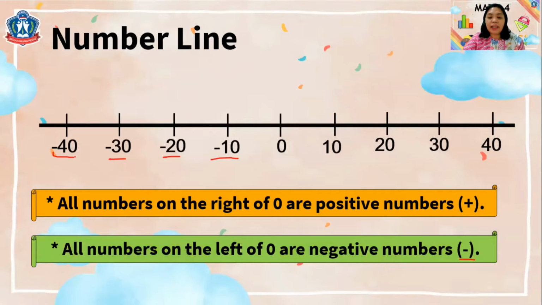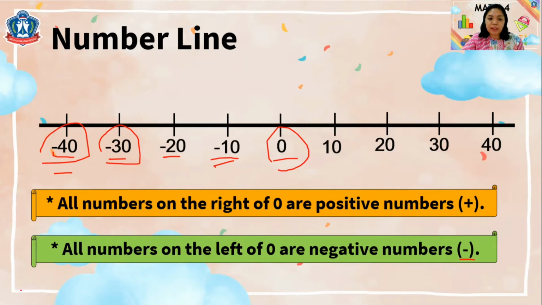Now, as you can see here, positive numbers have a greater value compared to the negative numbers. Why? Because in the number line, numbers that are on the right side have a greater value than the numbers on the left side. So if we compare negative 10 and 0, 0 is greater than negative 10 because 0 is on the right side of negative 10. If we have negative 40 and negative 30, negative 40 is smaller than negative 30. Why? Because negative 40 is on the left side of negative 30.